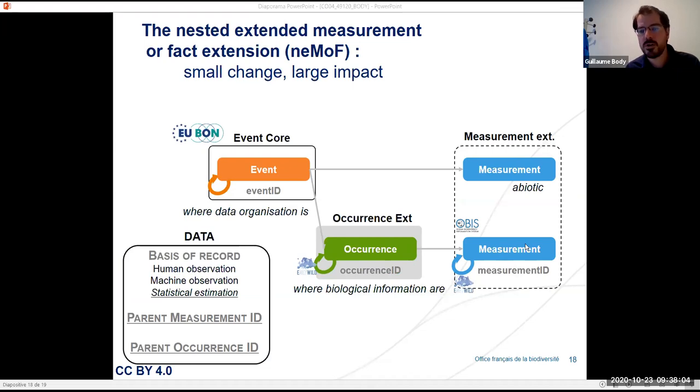So the only small change we propose in InetWild is to nest measurements in each other and to nest occurrences in each other. It's a new element, but not that new, because it's just an extension of what is done in the event core. And there is one element in the basis of record that we propose to add. That's a small change, but it may have a large impact because it allows to record outputs of analysis. And if you think about essential biodiversity variables, they are outputs of analysis. And by adopting this change, the Darwin Core can be a standard for EBVs, which is a very big trend of ecological surveys.